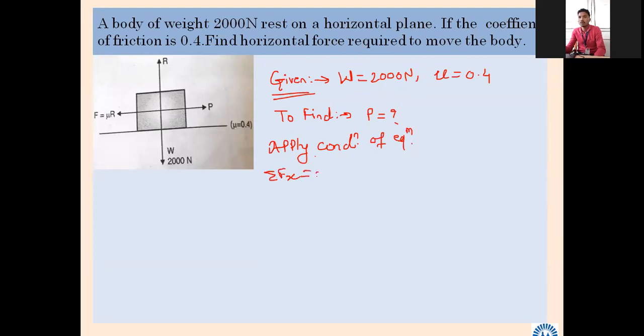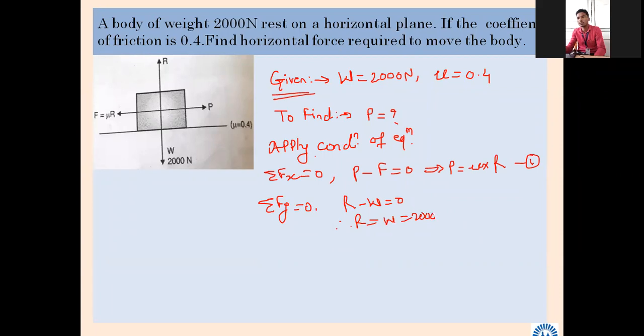Okay, what is that? Summation Fx equal to 0. What is that? P minus F equal to 0, which is nothing but P is equal to mu into R. Summation Fy equal to 0. What is that? R minus W equal to 0. Therefore, R is equal to W. That is nothing but 2000 Newton, from equation 1.